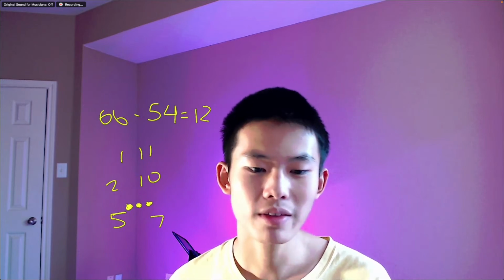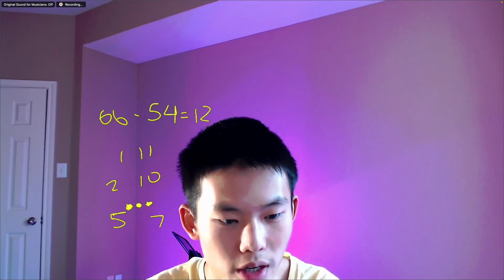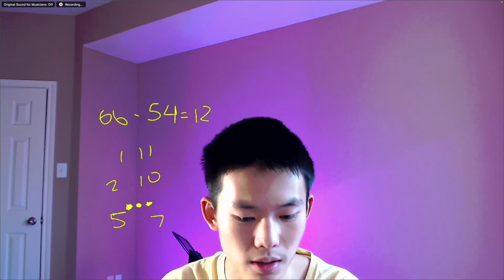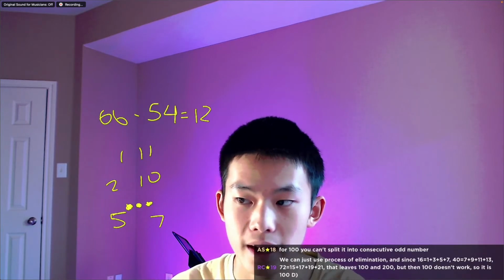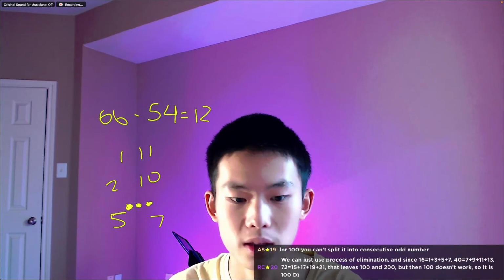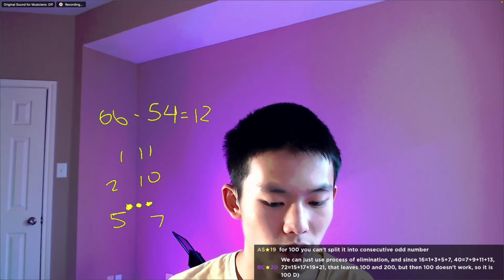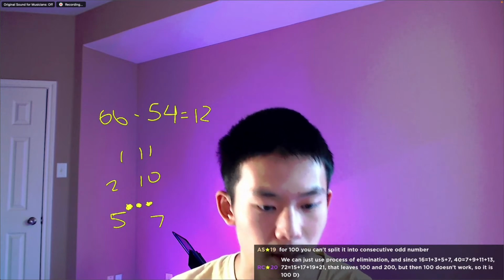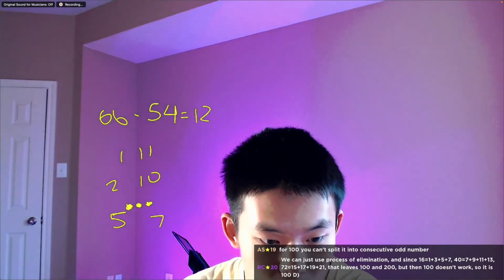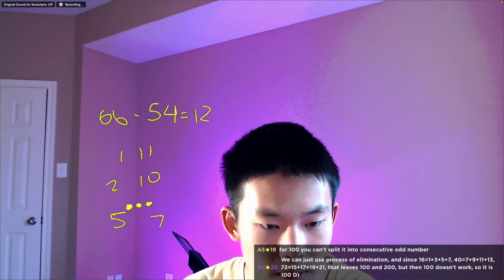And finally, we have another question, which is, which of the following integers can or cannot be written as a sum of four consecutive odd integers? So this is actually quite an interesting question. The way we can do this is to look at all the answer choices, which are 16, 40, 72, 100, and 200.